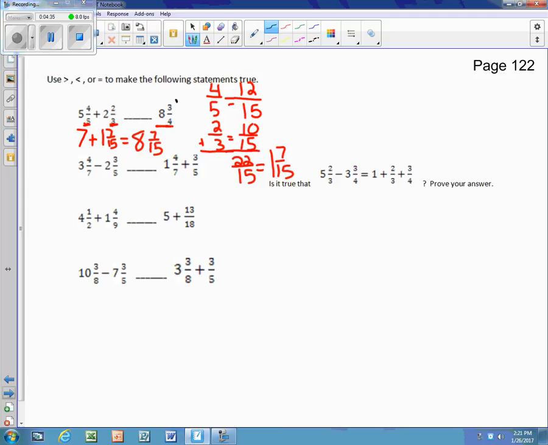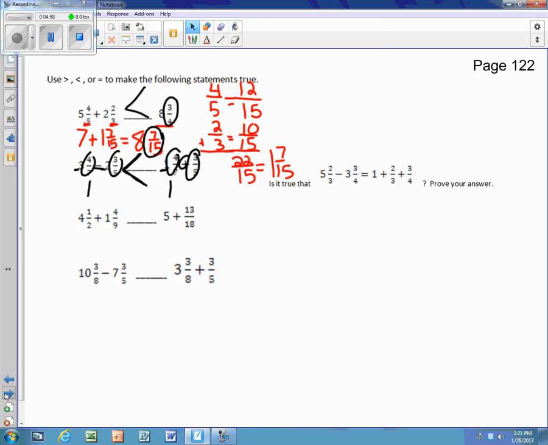Well, this is bigger than a half. This is smaller than a half, so this has to be larger. So now over here, I have 3 minus 2, which is 1, and I have a 1. 4/7 minus 3/5. 4/7 plus 3/5. The addition side will be bigger because they are the same fractions.